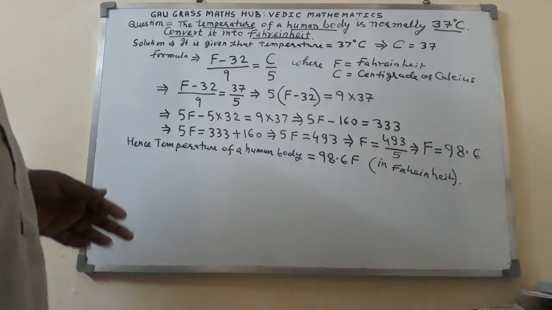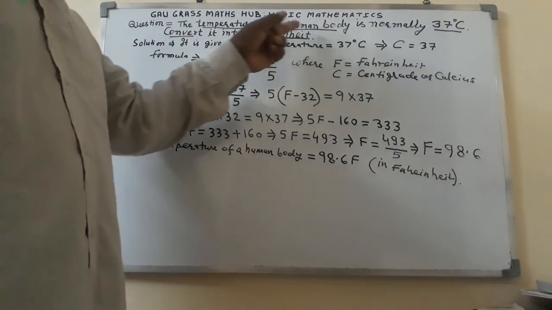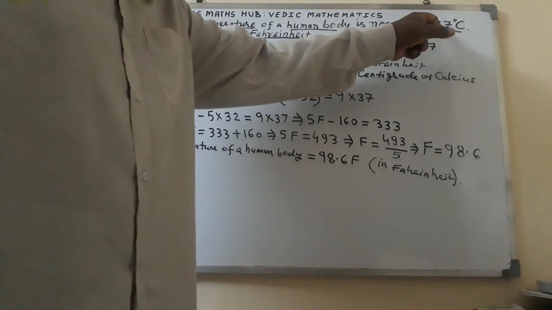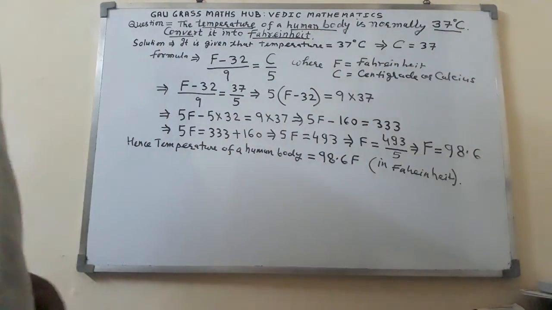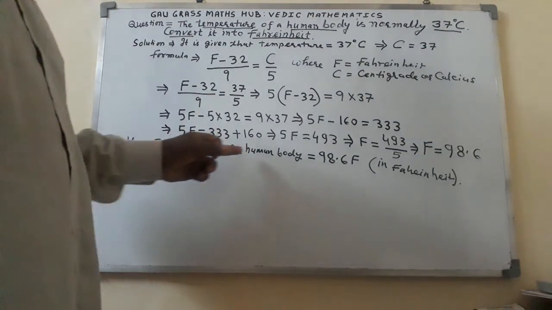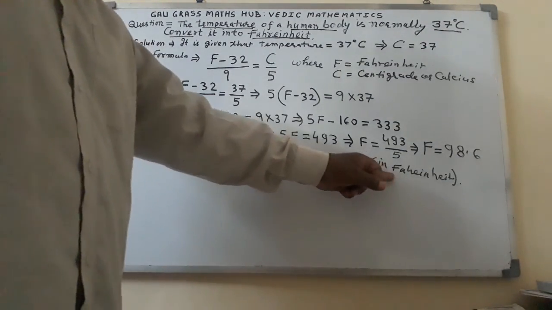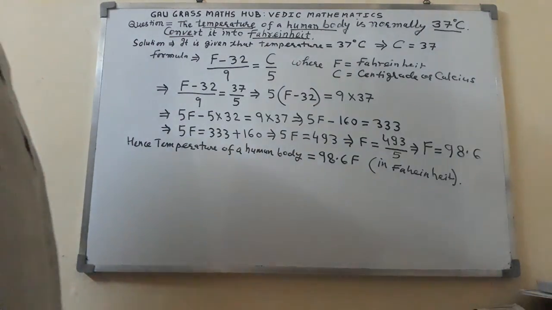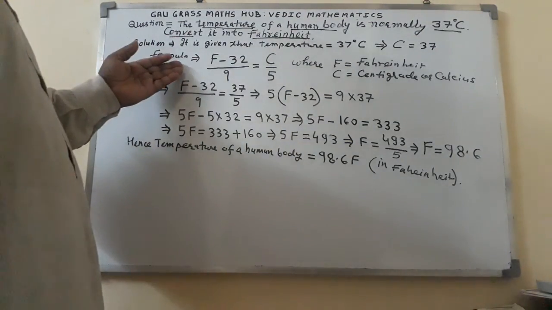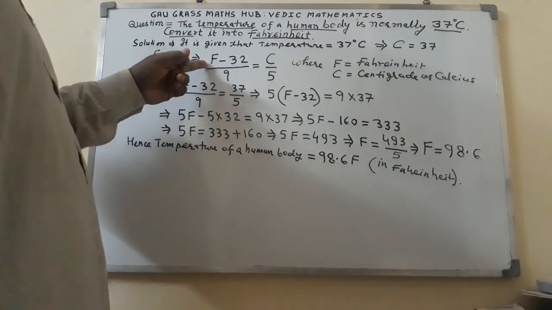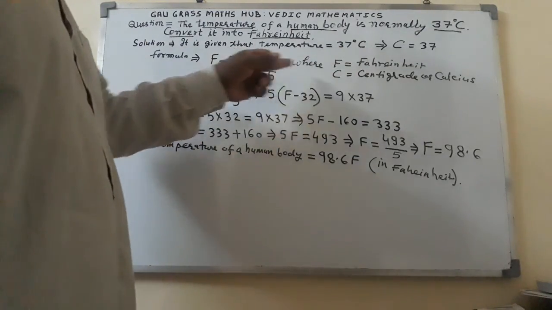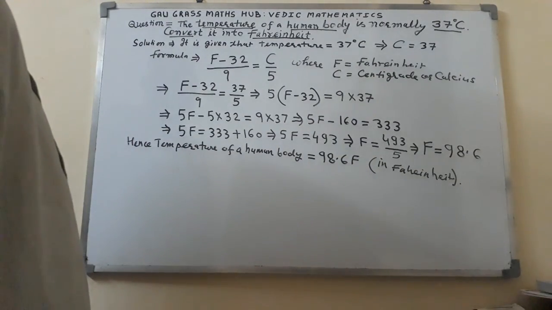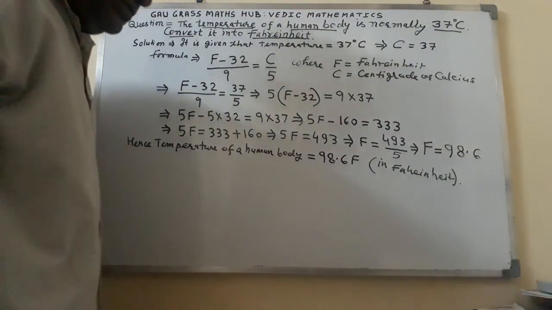So this is the question. The temperature of human body in Celsius or centigrade is 37 degree, and temperature of a human body in Fahrenheit is 98.6. This is the formula I have mentioned here. F stands for Fahrenheit, C stands for centigrade or Celsius. Very useful for all competitive examinations.